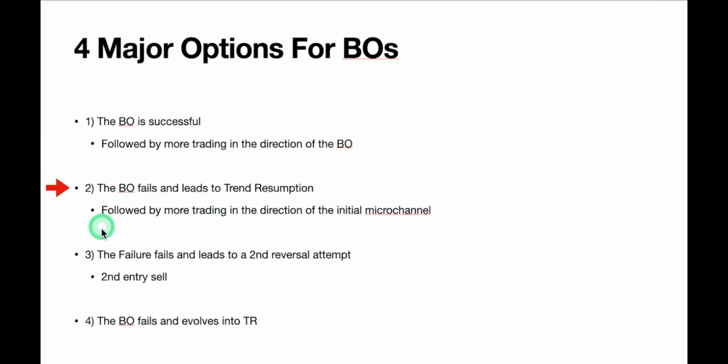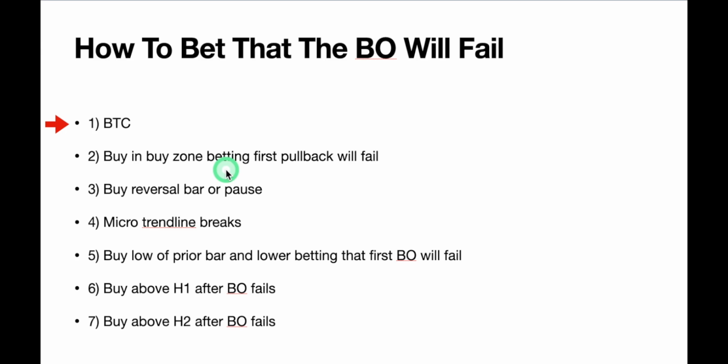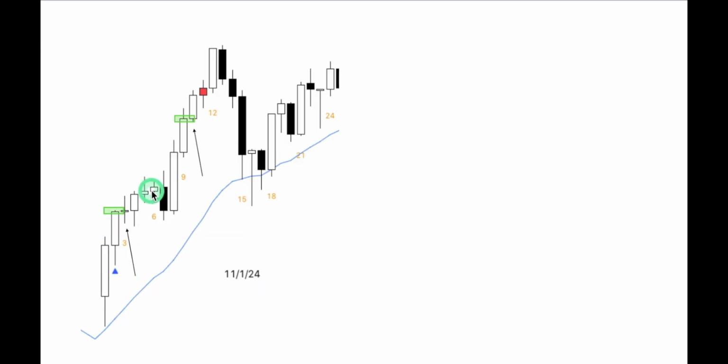Now we're going to talk about the second option for breakouts, which is when the breakout against the microchannel fails and leads to trend resumption. And we're going to talk about a lot of different ways that we can capitalize on betting that the breakout will fail. So I think one thing that's important to know is that when we are in a microchannel, the microchannel is formed because there were enough traders on the prior bar who thought we were going higher. So when we have a 2-bar breakout, the third bar is created because most people thought that the first 2 bars would lead to a third. And the fourth bar happens because people thought the first 3 bars would lead to a fourth.